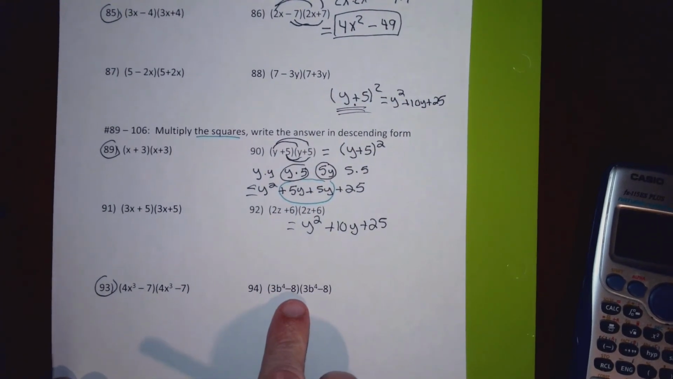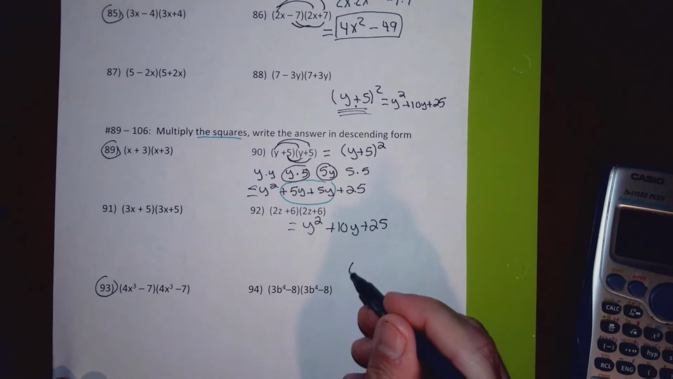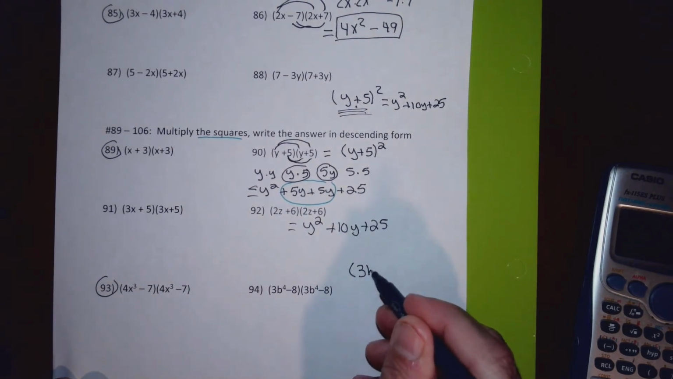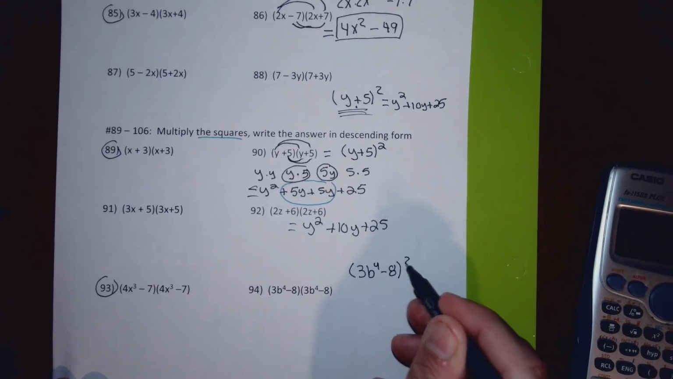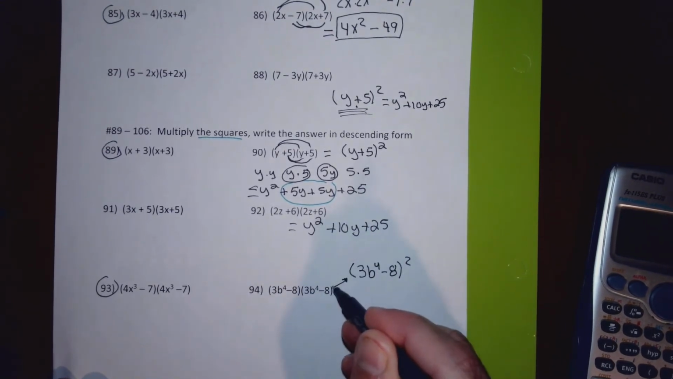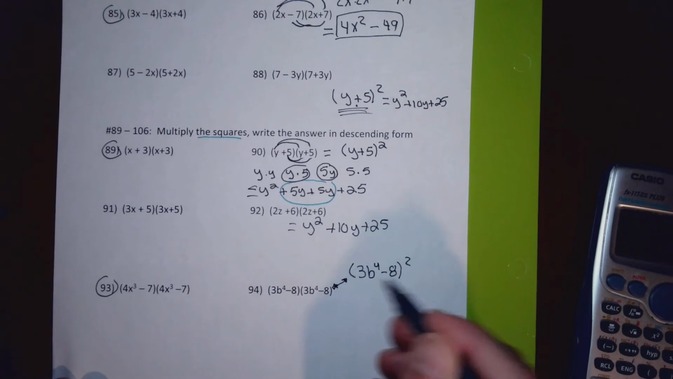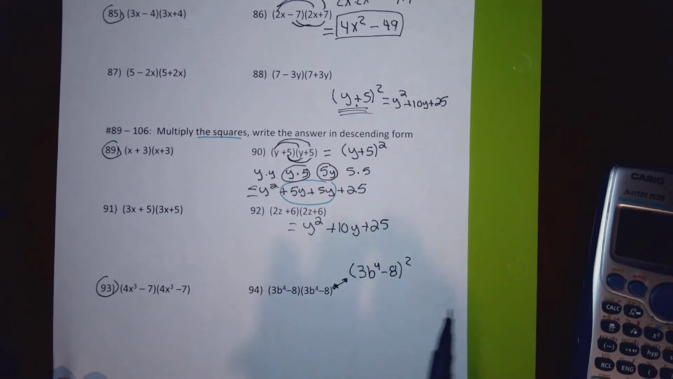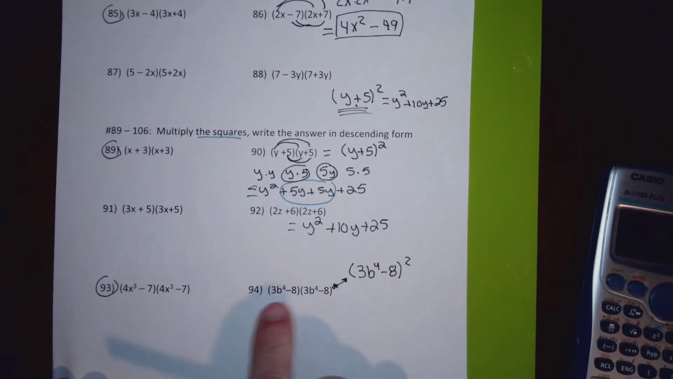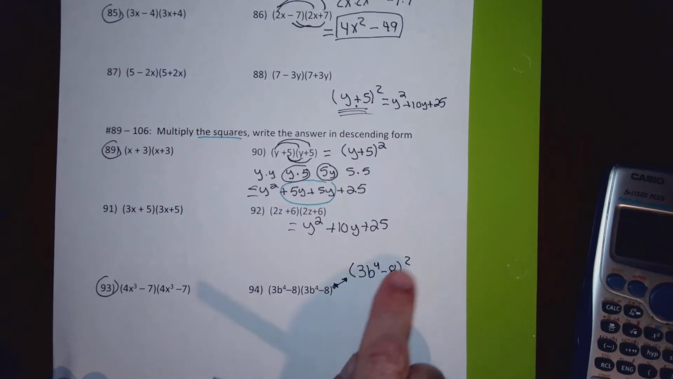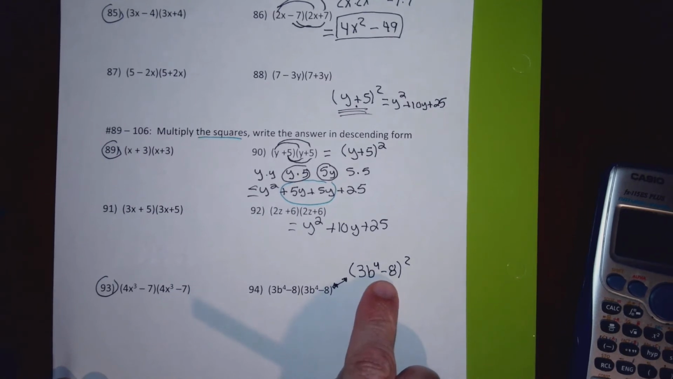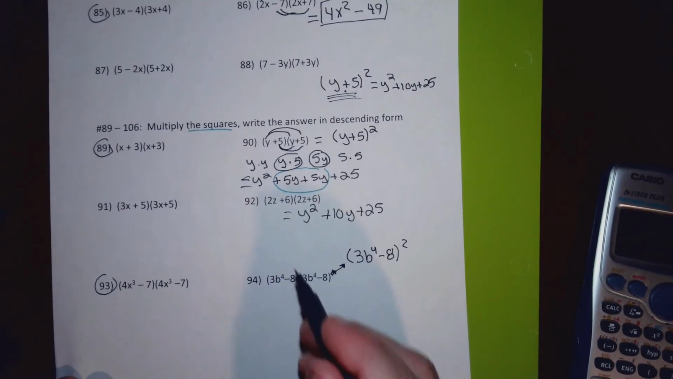Problem 94, which I'm about to do next, is the same as asking me to multiply 3b to the fourth minus 8 quantity squared. This problem that's given to me and that problem that I've just written are the same. They mean the same things because multiplying two identical binomials is longhand for that binomial squared. Squaring something means to multiply two identical copies. So let me do the four multiplications here.